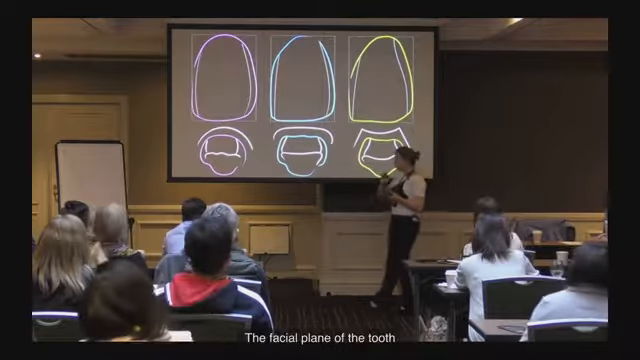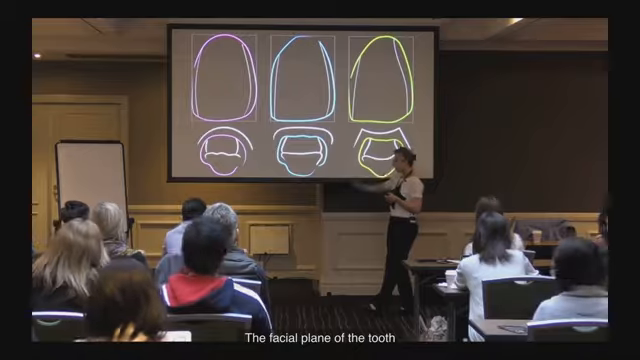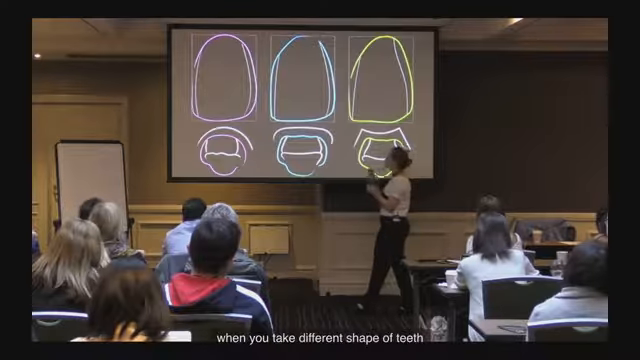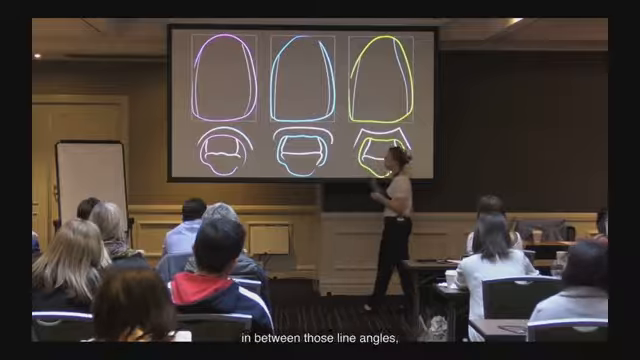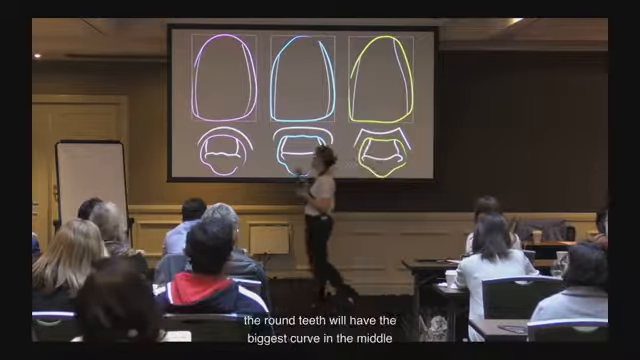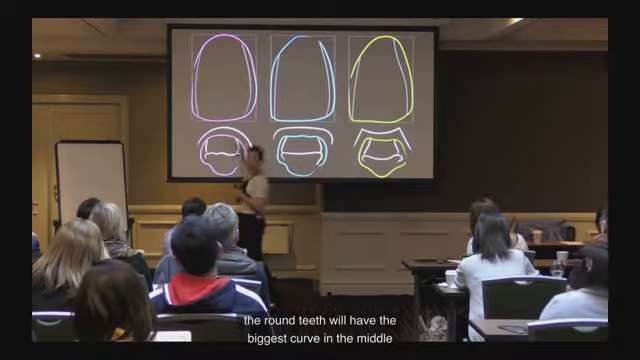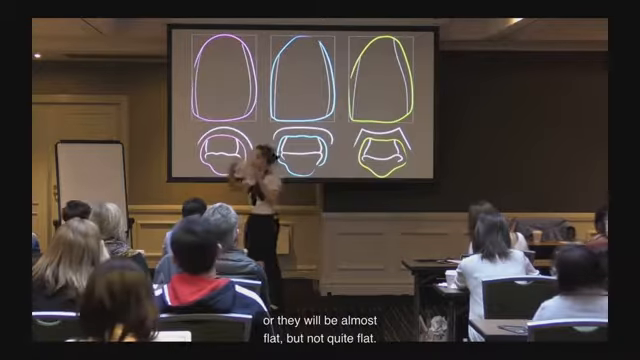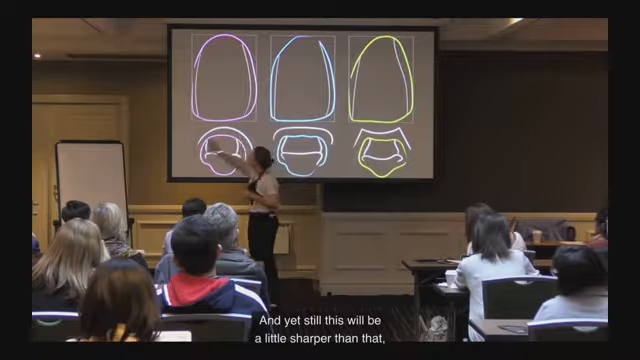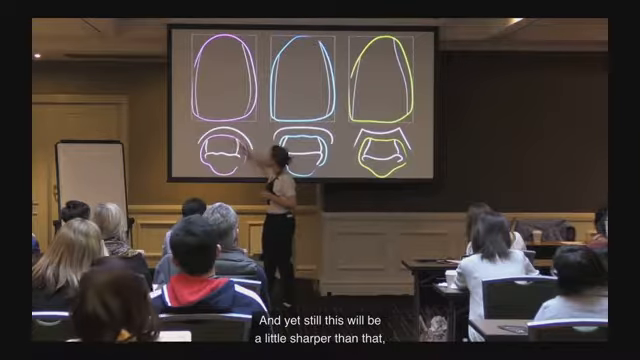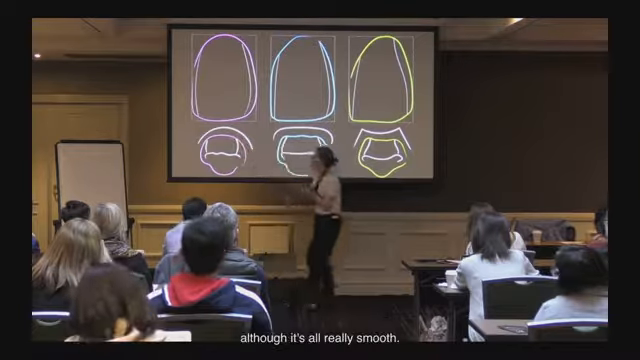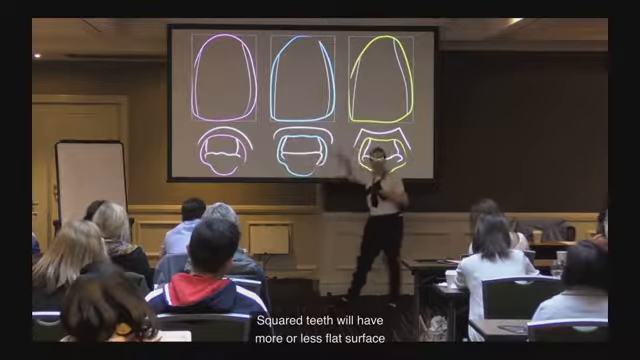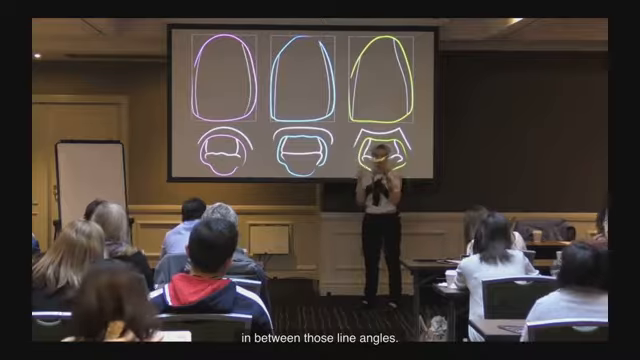On the facial plane of the tooth, when you look from the incisor, when you take different shapes of teeth, in between those line angles, the round teeth will have the biggest curve in the middle, or they will be almost flat but not quite flat. And yet still, this will be a little sharper than that, although it's all really smooth. Square teeth will have more or less a flat surface in between those line angles.